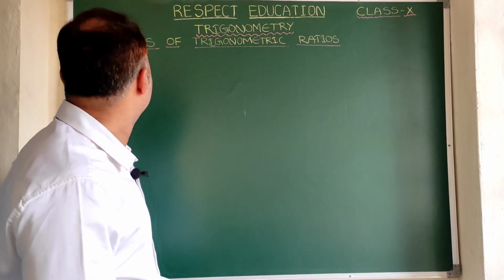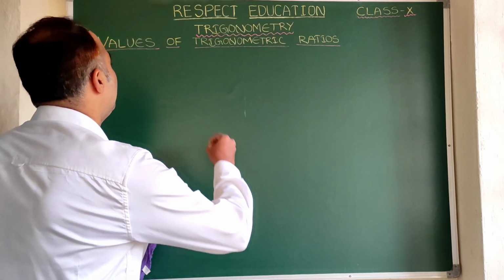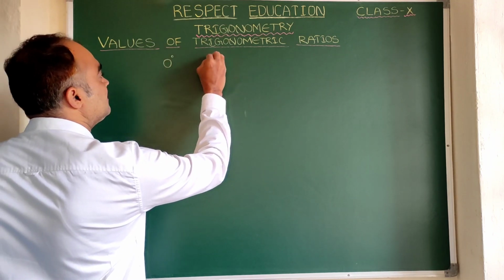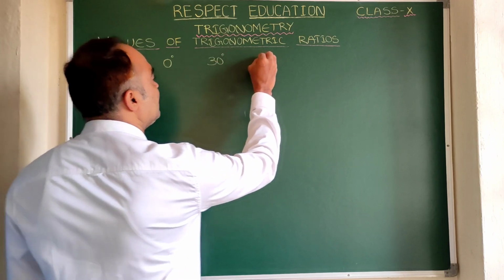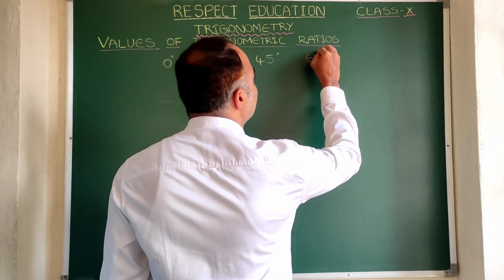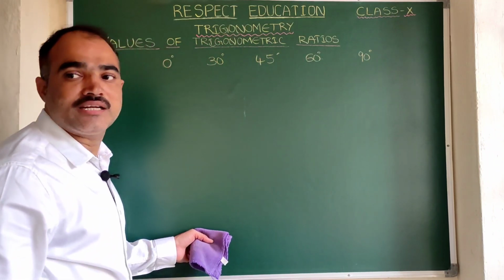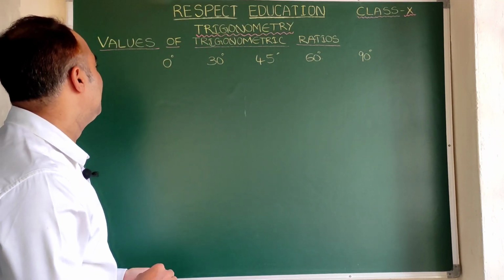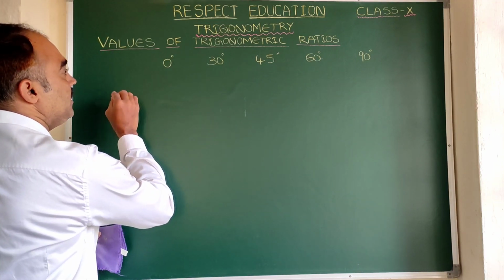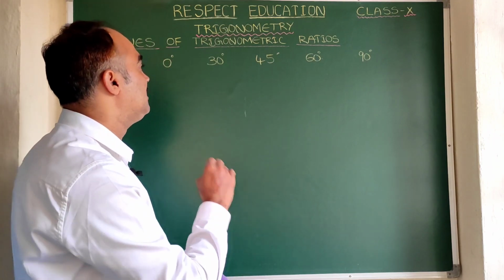Okay, now we see values of trigonometric ratios. So today we are going to learn the values at 0 degrees, 30 degrees, 45 degrees, 60 degrees and then 90 degrees of all the 6 trigonometric ratios. So first one is sin theta. Before writing the sin theta, I would like to tell you a small trick to remember these values.